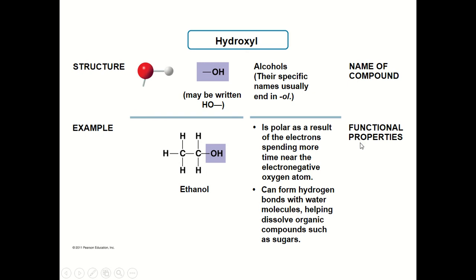So what are the functional properties of the hydroxyl group? It is polar, because the electrons spend more time near the electronegative oxygen atom. It can also form hydrogen bonds with water molecules because it is a polar molecule. Thus, it helps to dissolve organic compounds such as sugar.